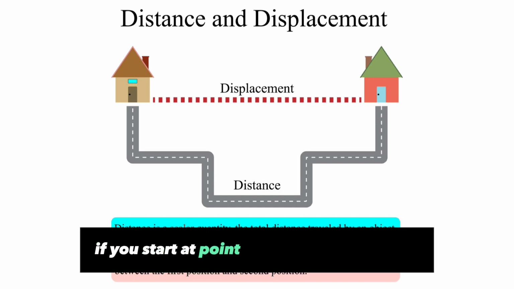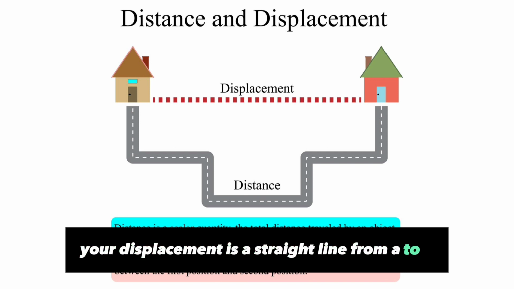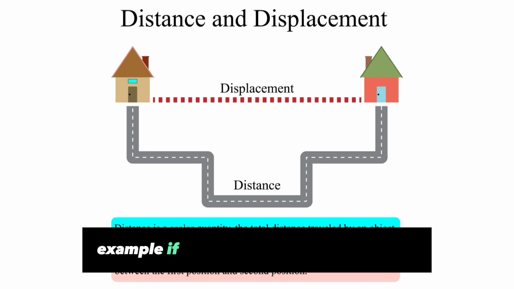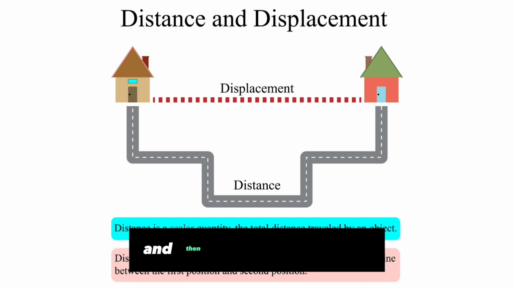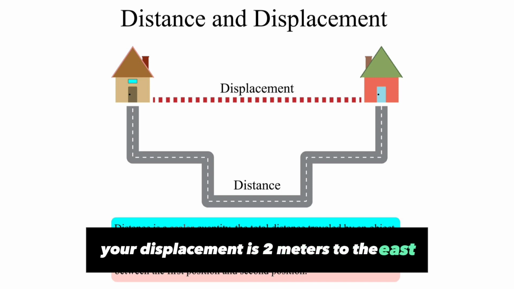If you start at point A and end up at point B, your displacement is a straight line from A to B. Example, if you walk 10 meters to the east and then 8 meters to the west, your displacement is 2 meters to the east.